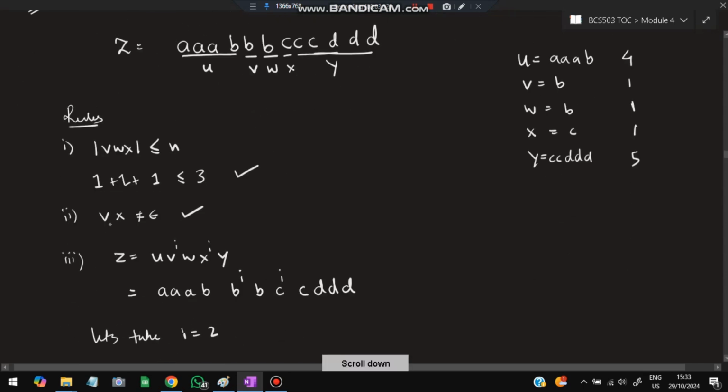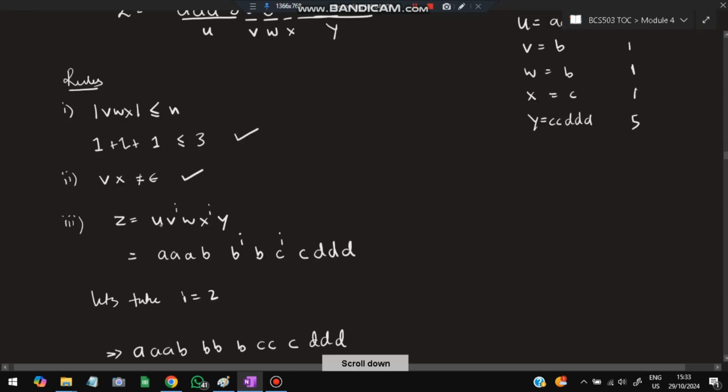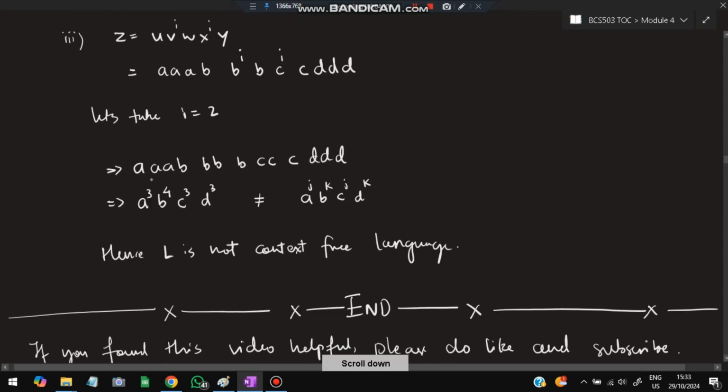After that, we have to check that v and x are both not null, and then we will be pumping it. After you have taken this one, v power i, what is v? We have taken b, and w was b, x was c, c power i. Now let's take i is equal to 2. After we take i is equal to 2, here we will be obtaining 2 b's for v power i, and x power i will give 2 c's.